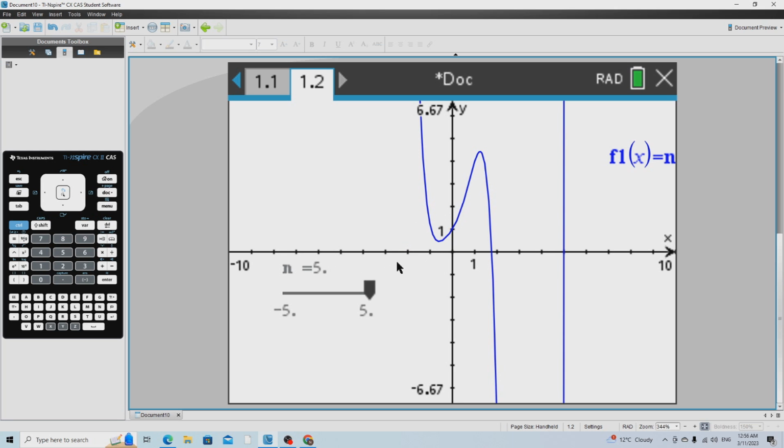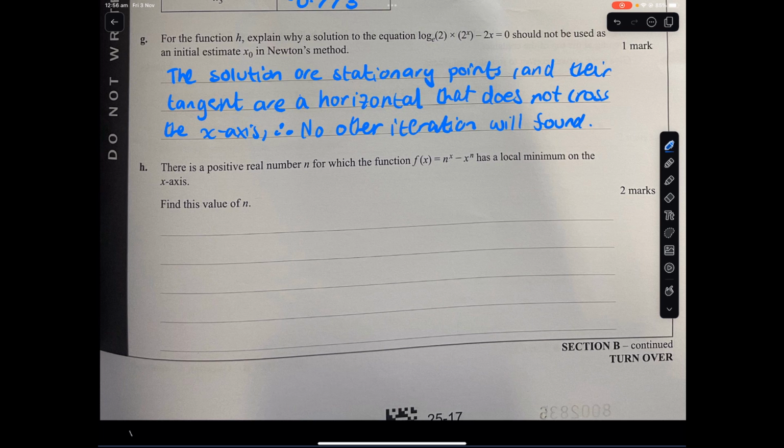So what can we say? There is a positive real number n for which f of x has a local minimum on the x-axis. So if it's at the x-axis, your x value will be n, as we can see. Here it's saying there's a positive real number for which the function f of x has a local minimum, so it crosses the actual x-axis. So if it's on the x-axis, so x equals n, we can say that f dash, the derivative at that n value, should equal 0 because it's a local minimum. Is that right? Let's check if we can find it. We want to be careful of that.